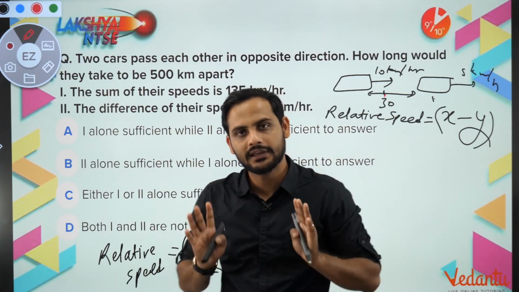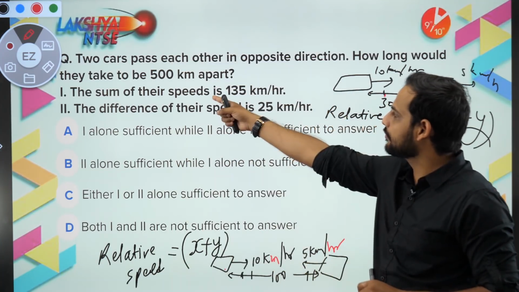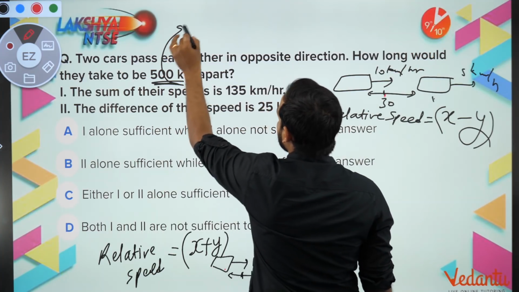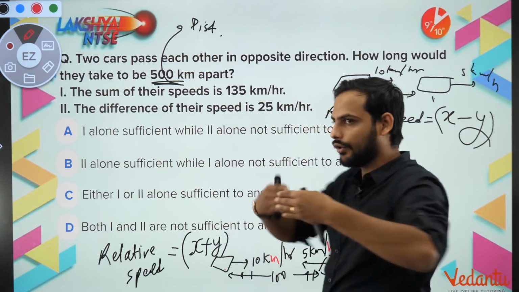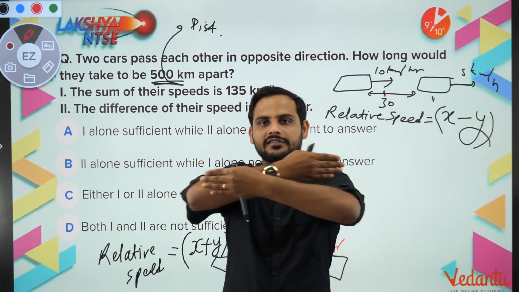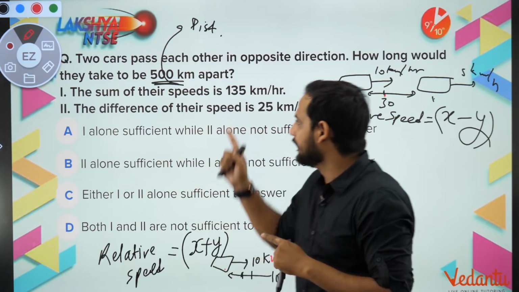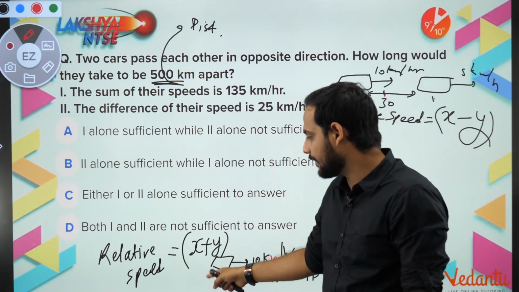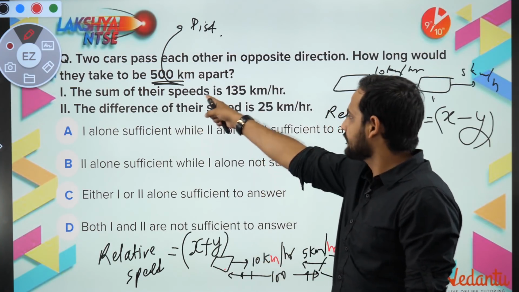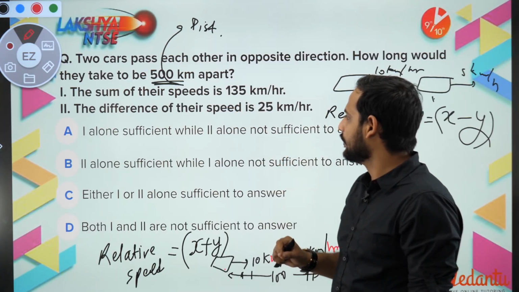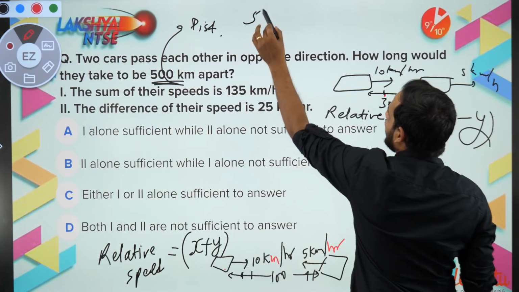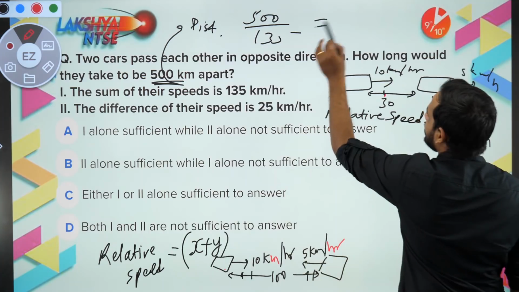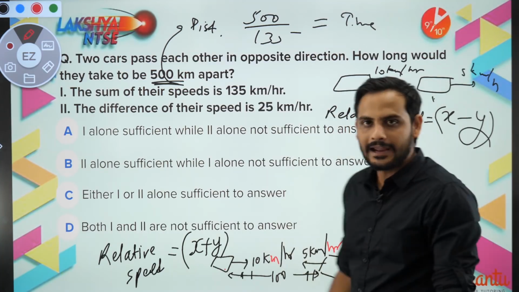So the relative speed will be x plus y only. How long would they take to be 500 kilometers apart? That means this is the distance. After crossing each other, after how much time will they be at a distance of 500? So the distance is 500, and as they are moving in the opposite direction, the relative speed will be x plus y. X plus y they have already given us, 135 kilometers per hour. So I can easily do 500 upon 135 and I will easily get my time taken.